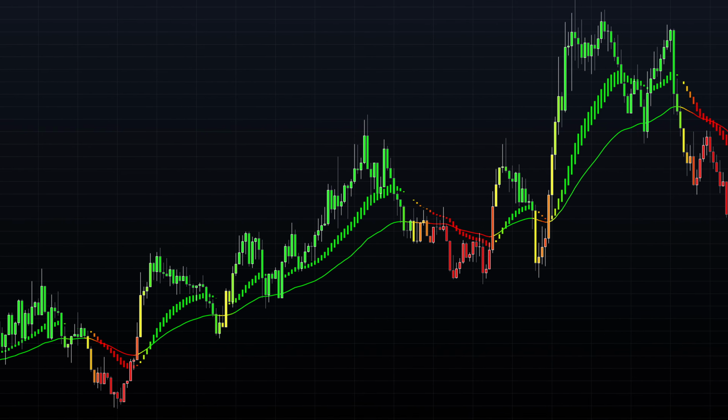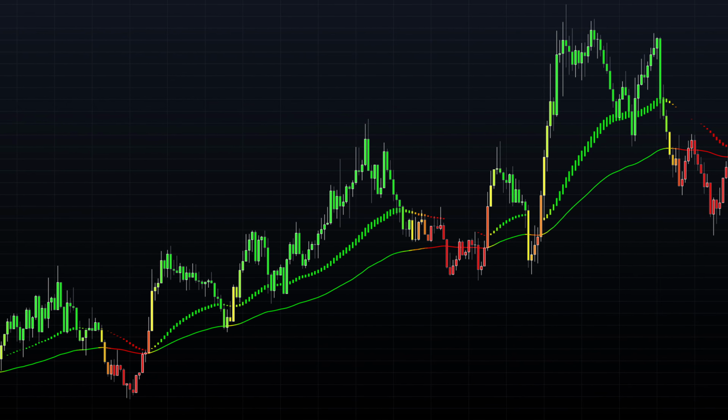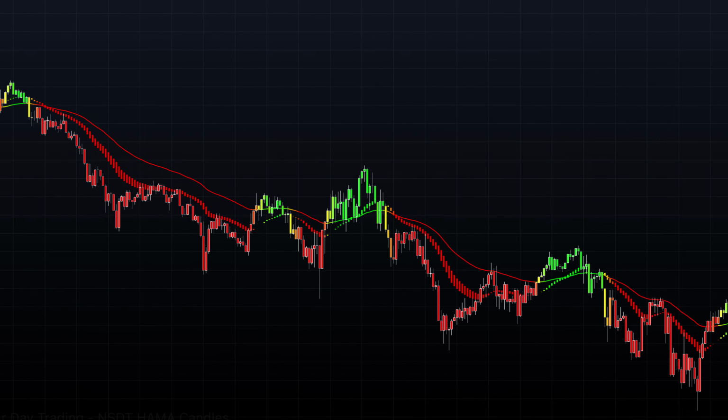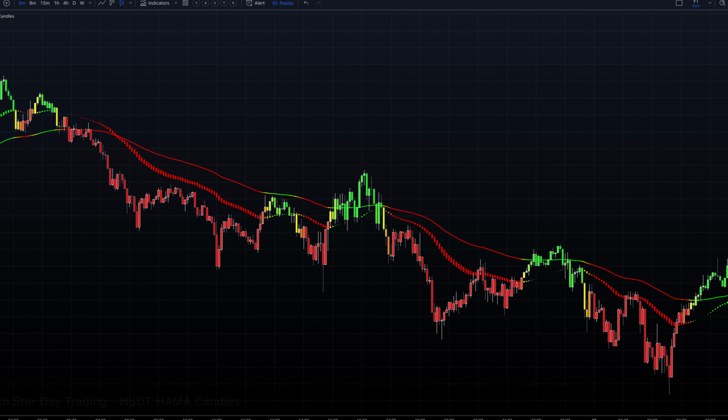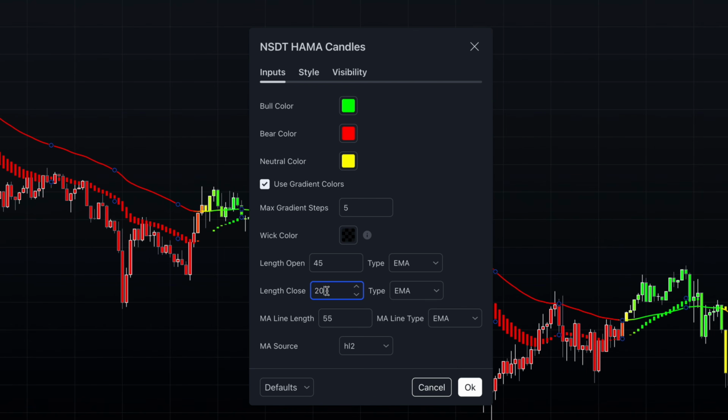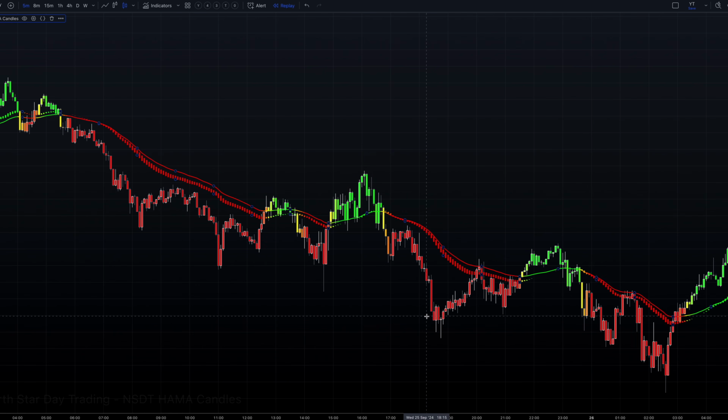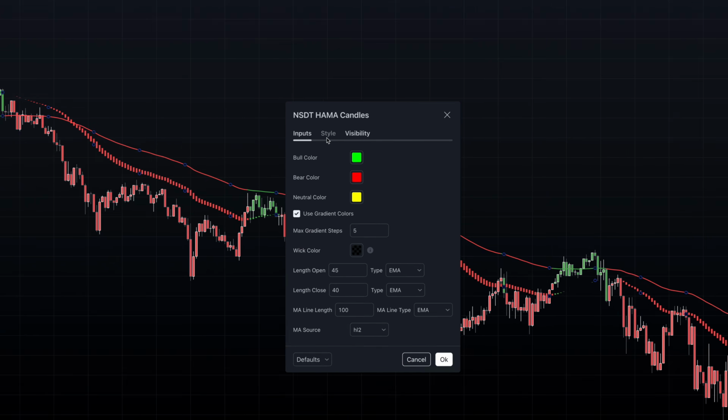Here's a simple and effective way to use this indicator. Keep in mind that these settings are just one option that has worked well, but you should always feel free to adjust them to suit your trading style. Set the open length to 45 and the close length to 40. For the moving average, use an EMA with a 100 period setting. Personally, I find the default candle color scheme potentially misleading, so I prefer to turn it off.